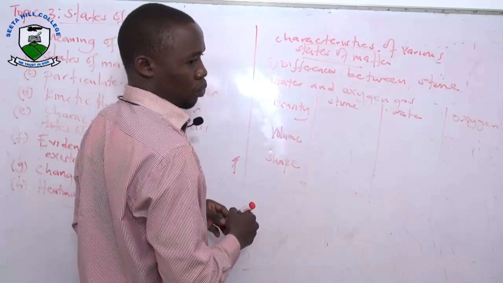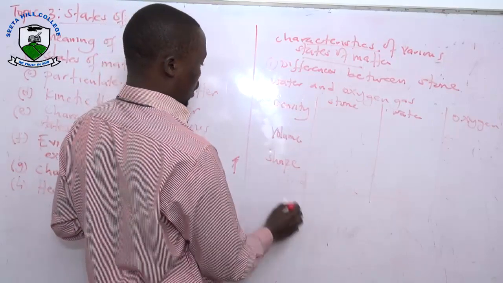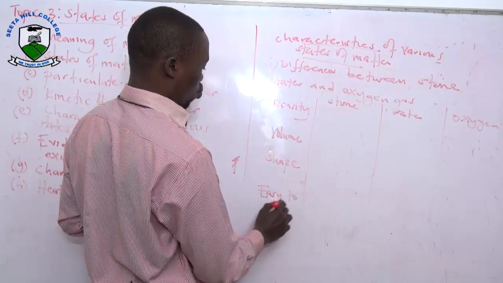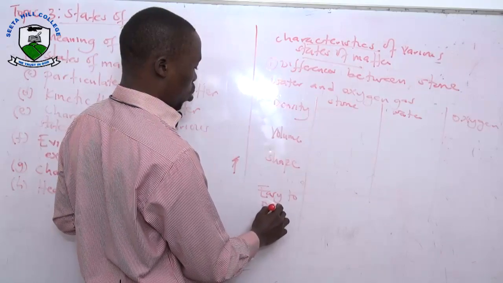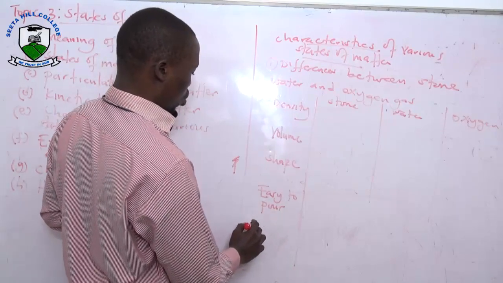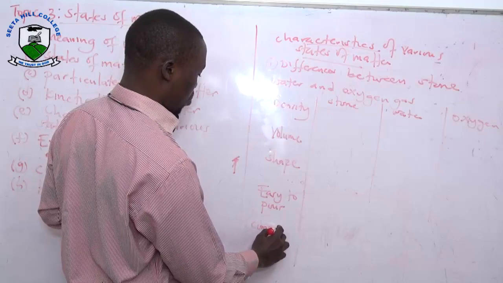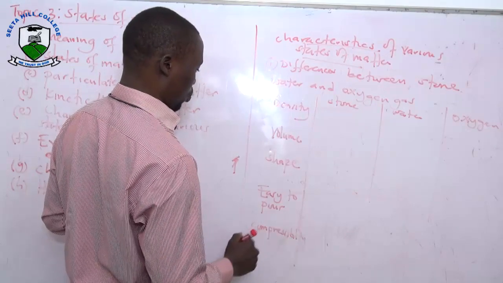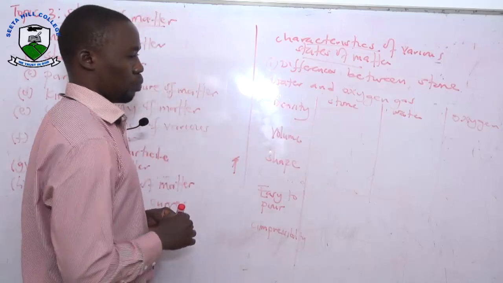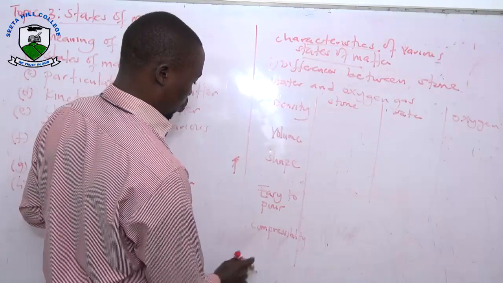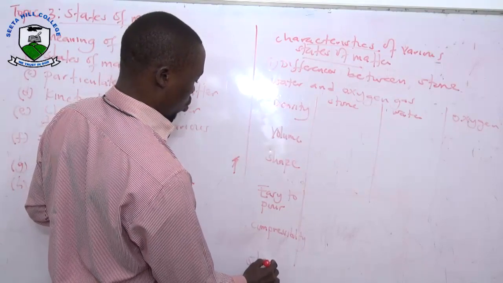ease to flow, or pour. Which one can you pour? Then compressibility. Is it compressible? See? Which one is strong?